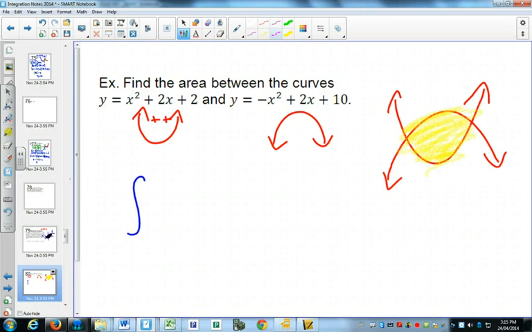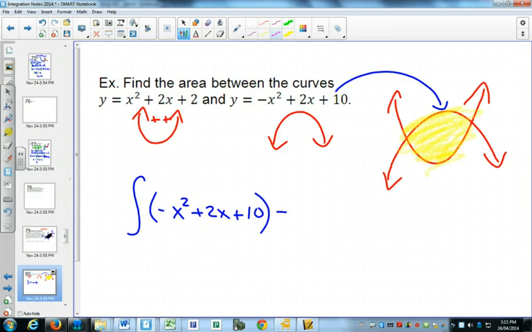So when you do the integral to find the area between them, this curve is the one you'll write first, because it's the curve on top. And then you'll subtract the other curve. But what we're missing here is we don't know what numbers. We don't know when they cross here and here.